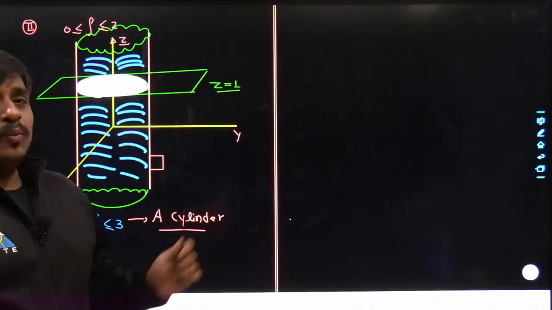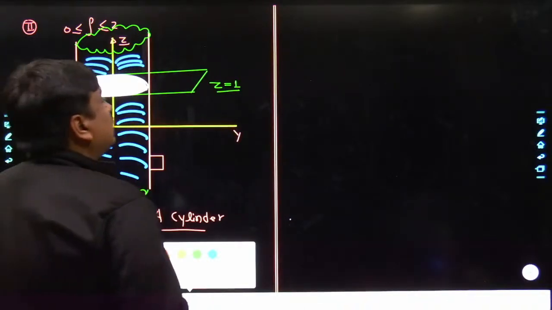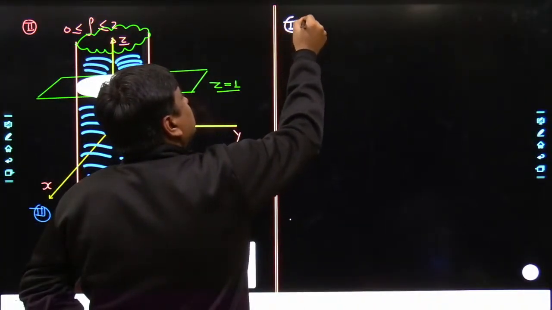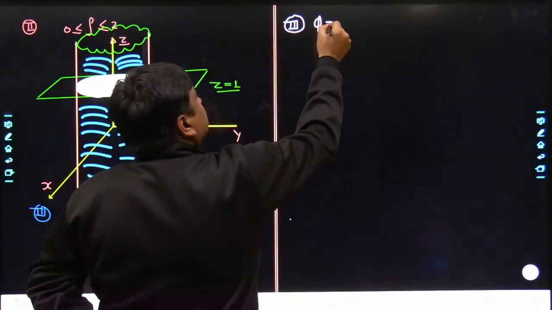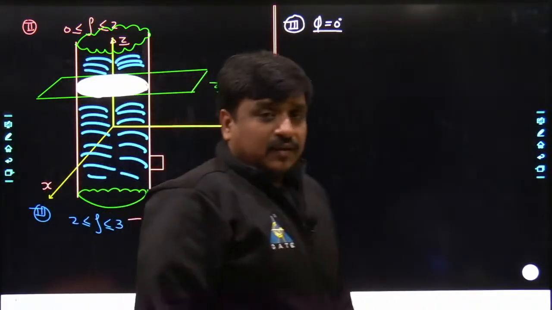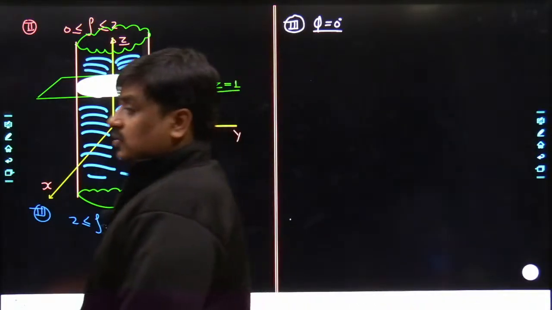Yes, my dear friends. Now what I would do, I would take a few more critical questions, and I know these are the questions where many of the students used to have doubt. Phi equals 0 degree. May I know what do you understand by phi equals 0 degree?